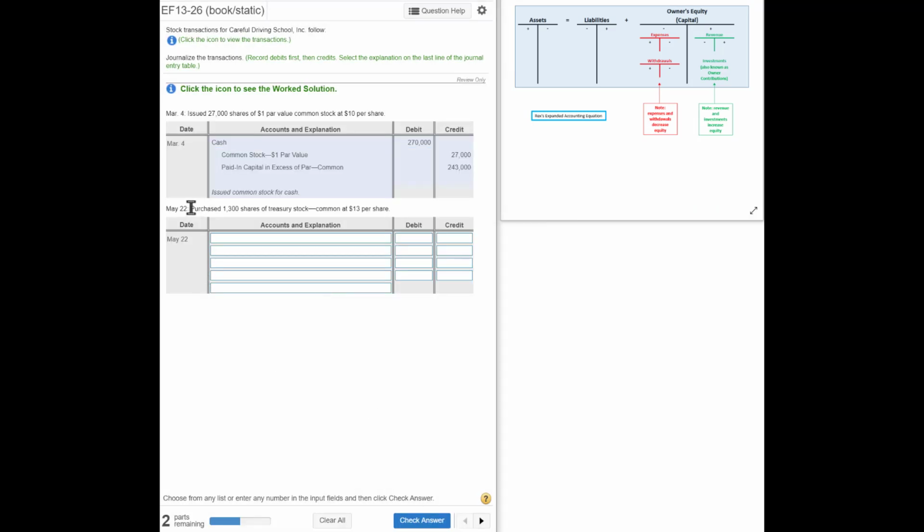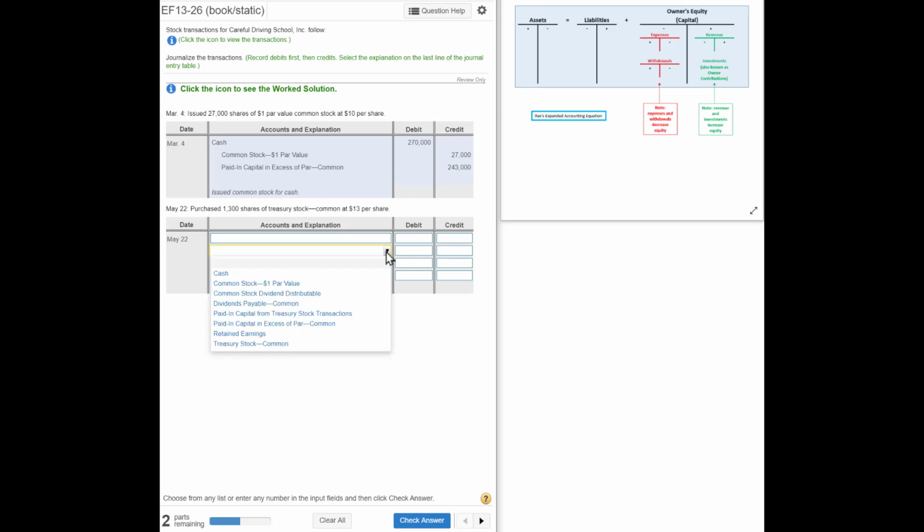Next, May 22nd, purchase 1,300 shares of treasury stock common at $13 per share. Let's start with cash, since cash is easier for most students to understand. Which way is cash going? Is it going to go up or down? Well, we're buying treasury stock, so cash is going to go down.